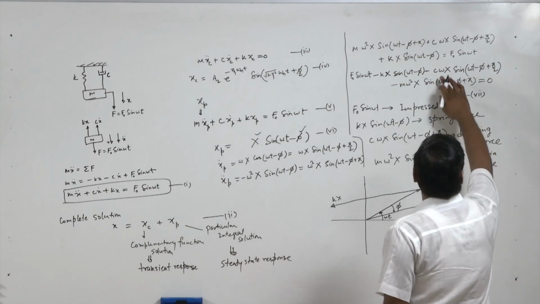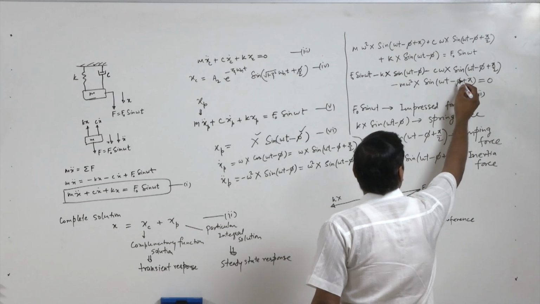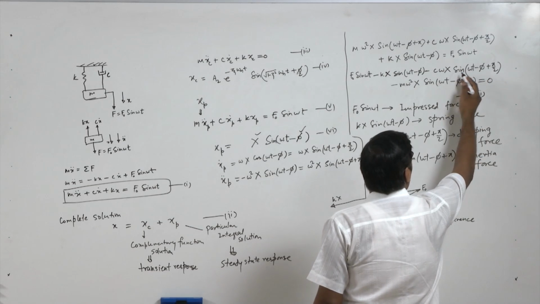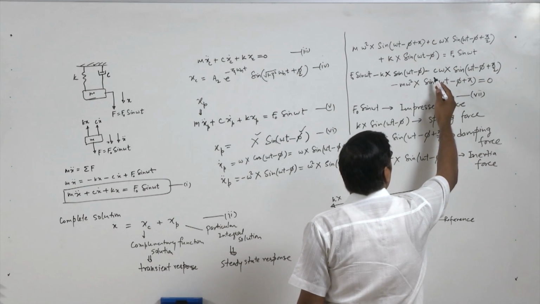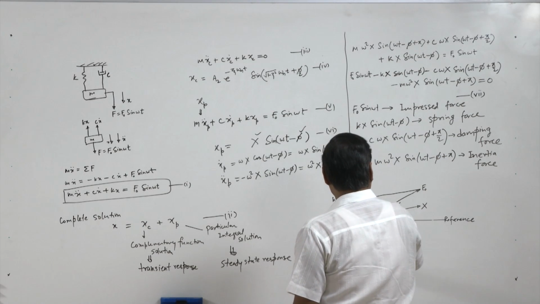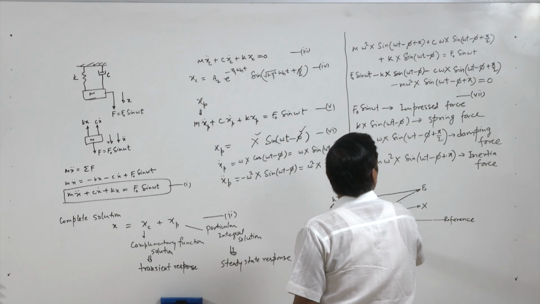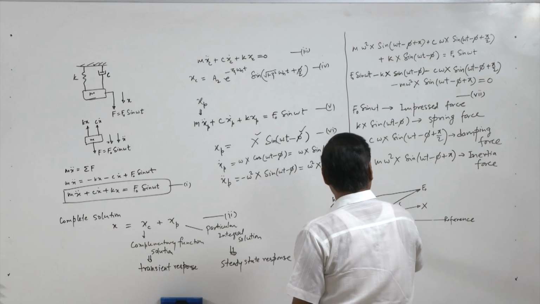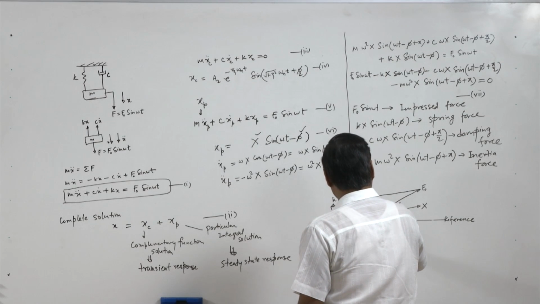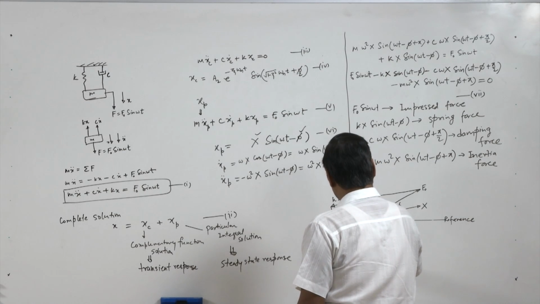Now we have the damping force, c omega x sine of omega t minus phi plus pi by 2. So from x it is making an angle of minus pi by 2, a lag. So from kx it is plus pi by 2. So we have this, and this is c omega x.